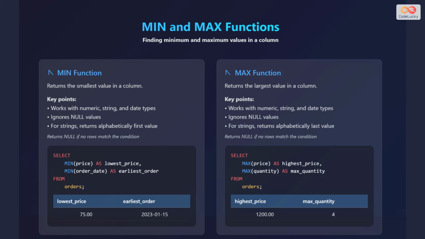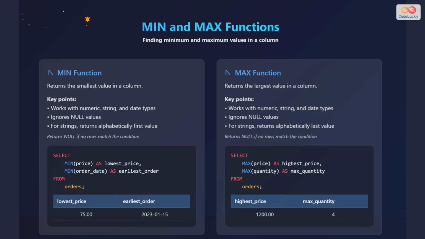The min function returns the smallest value in a column, while the max function returns the largest value in a column. Both functions work with numeric, string, and date types and ignore null values. For strings, min returns the alphabetically first value, while max returns the alphabetically last value. Both functions return null if no rows match the condition.